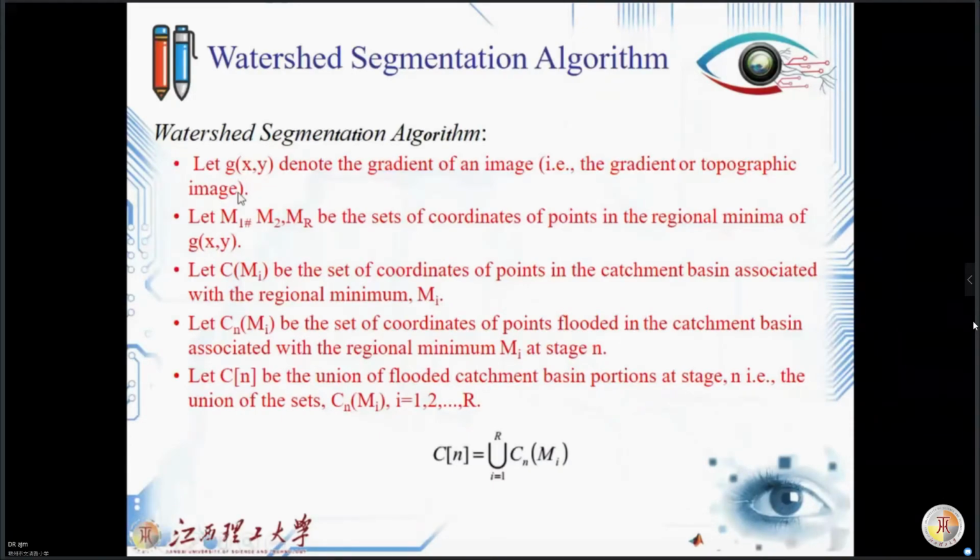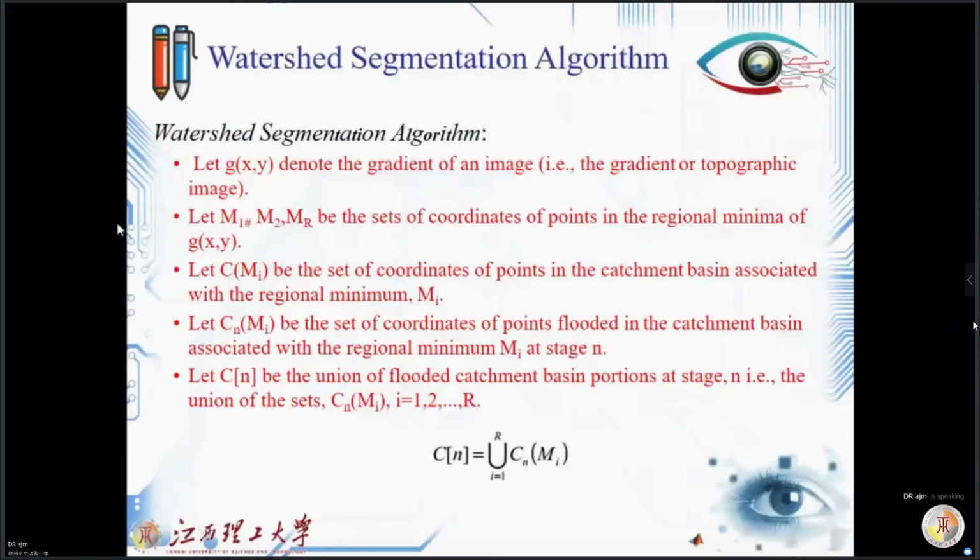G(x,y) denotes the gradient of the image that we have, or the gradient of the topographic image. M1, M2, up to MR are the sets of coordinates of points in the regional minima, and C(MI) is the set of coordinates of points in the catchment basin associated with the regional minimum MI, and CN(MI) is the set of coordinates of points flooded in the catchment basin associated with the regional minimum MI at stage N. Then CN is the union of the flooded catchment basin portions with the formula below.